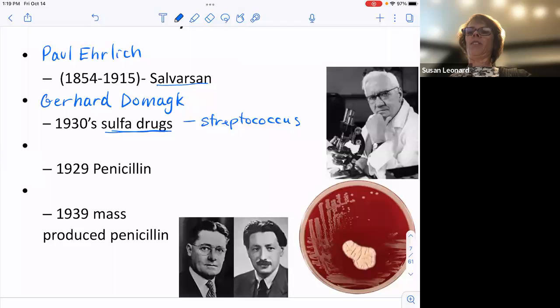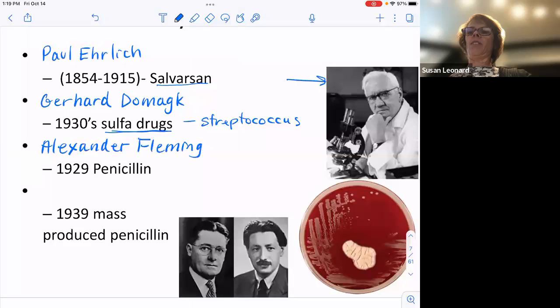And then in 1929, of course, Alexander Fleming. One of my lab sections got a big laugh yesterday when I said Alexander Hamilton by accident. Alexander Fleming, that's him right here, looking very scholarly.